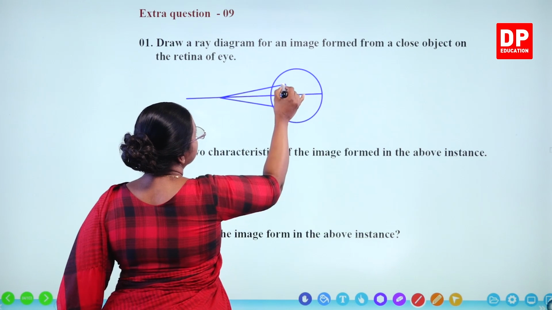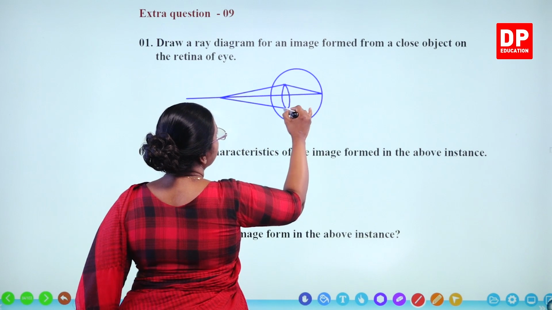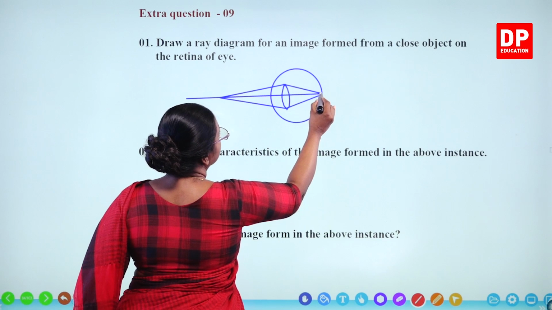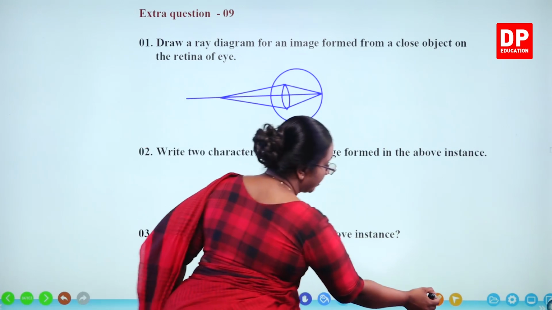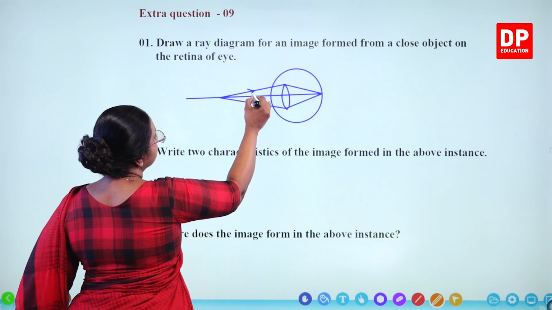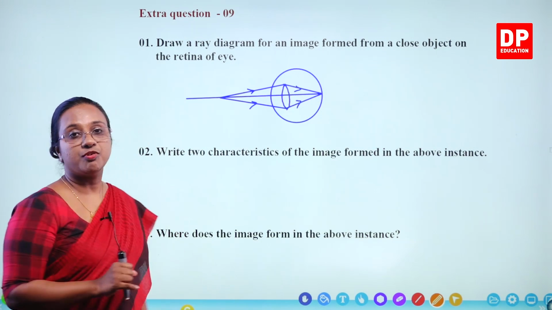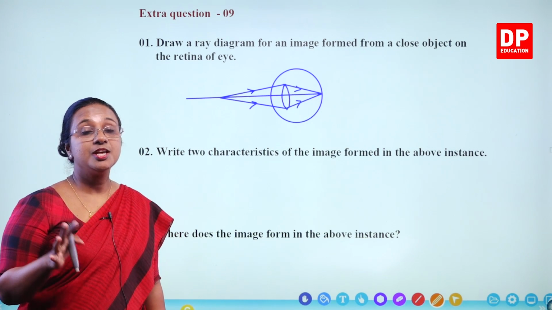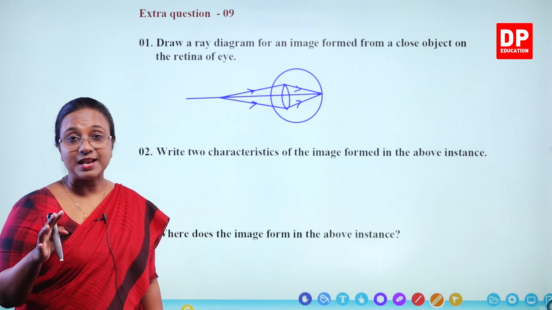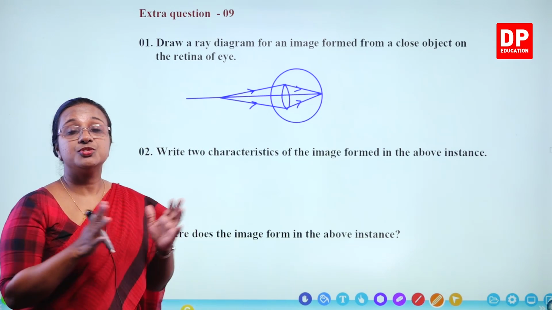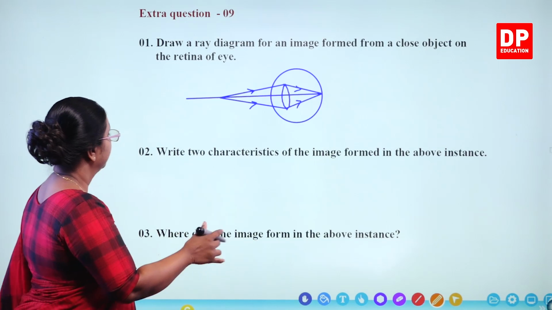They are divergent rays, but they converge onto one point of the retina. So these are the rays. And here the image forms. Is that okay, students? So when it's a far object, those are parallel rays. Close objects, those are divergent rays.